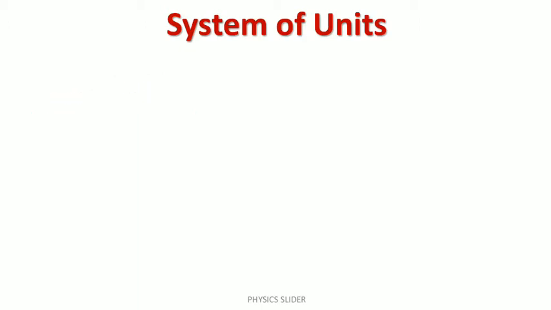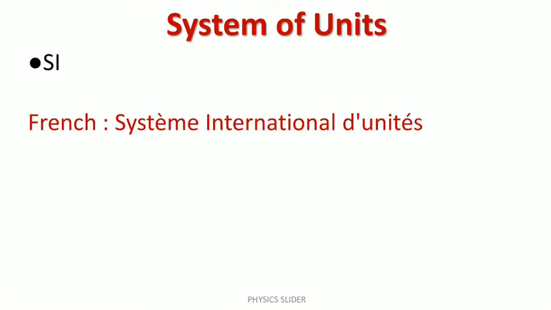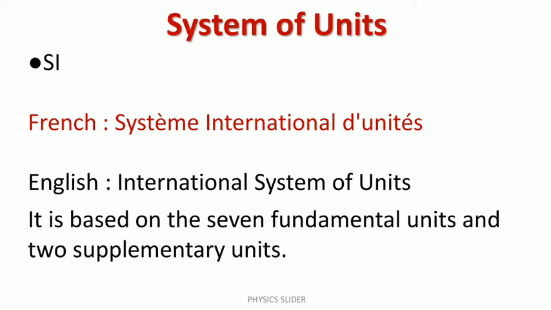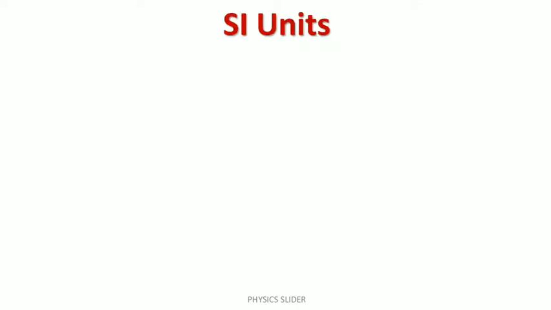Moving ahead with the next system of units, that is SI. SI stands for Système International de Unités, a French term, and in English it is the International System of Units. This system of units is based on 7 fundamental units and 2 supplementary units. What are these 7 fundamental units and supplementary units? We will discuss over here. The SI units we are going to elaborate.